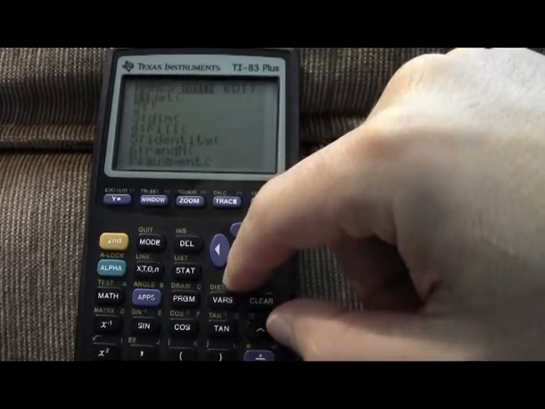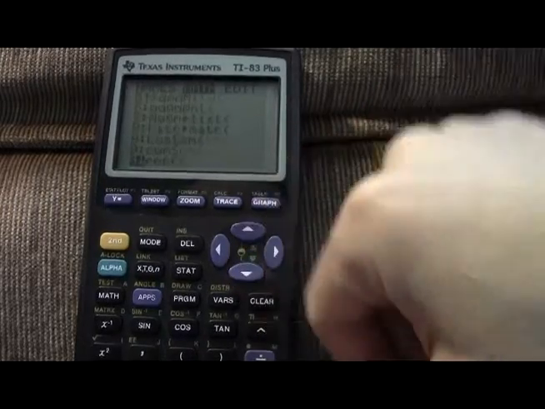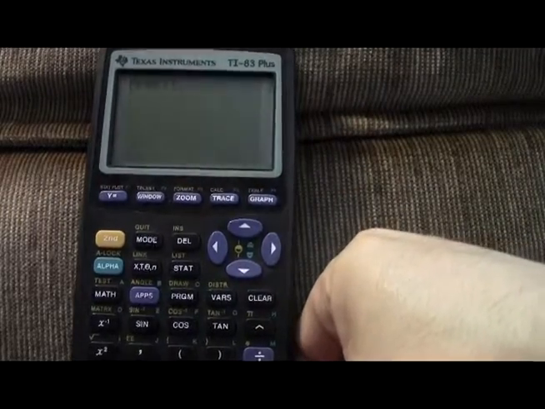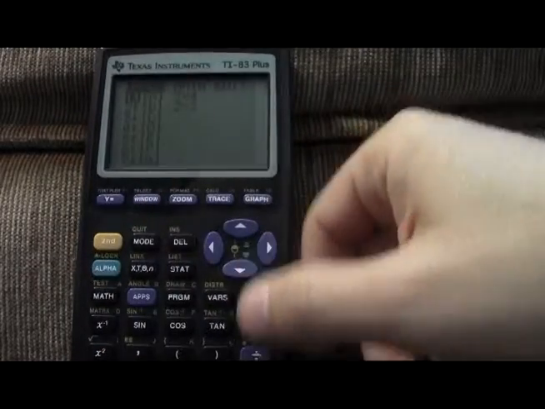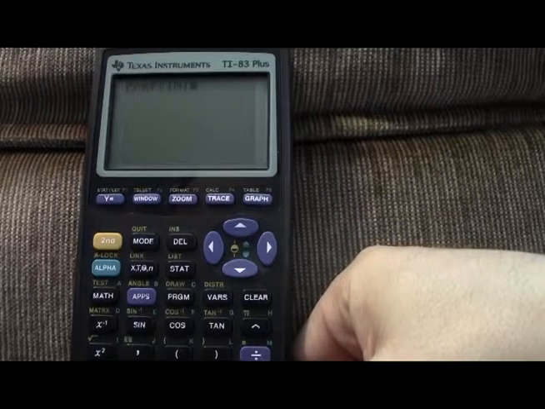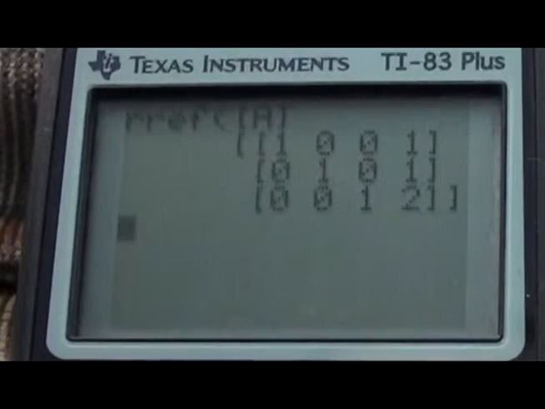We're going to go to math because we want to do math. We want reduced row echelon form. And we want to do it again to matrix A. It can be labeled anything we want, but we chose A. So enter on A, and then enter again. And there's our answer. X equals 1, Y equals 1, Z equals 2.